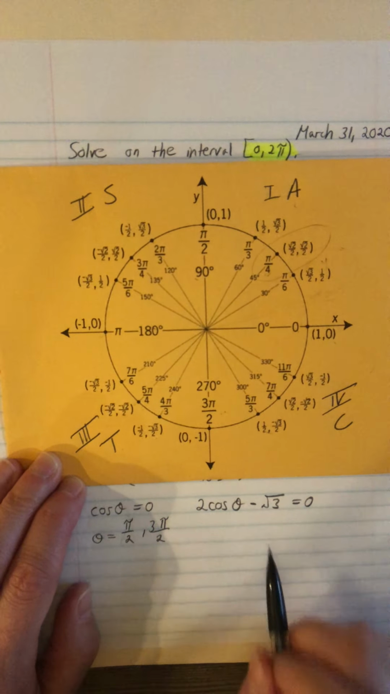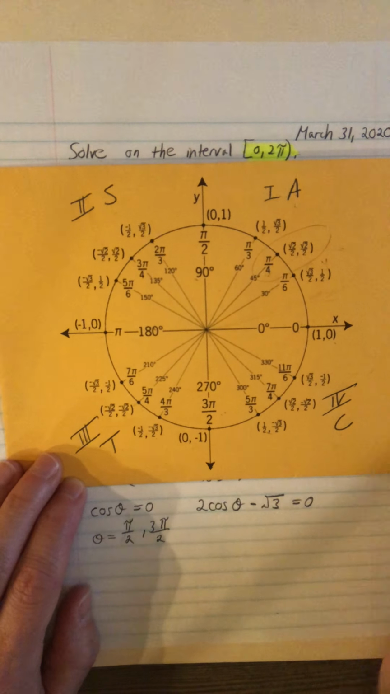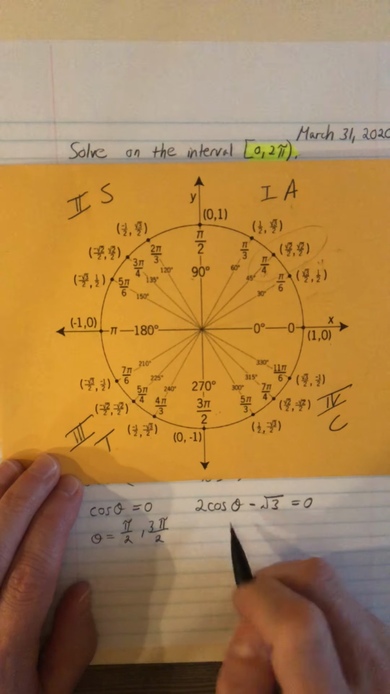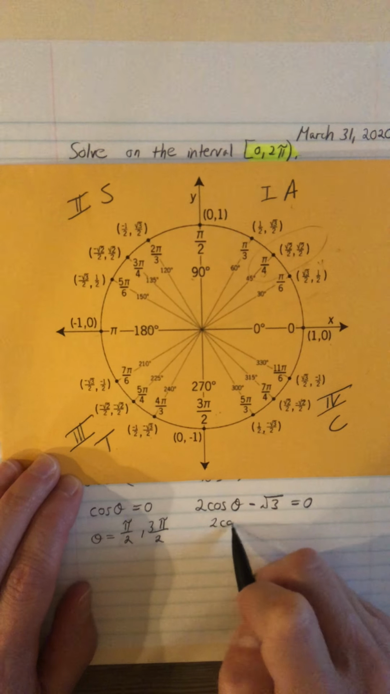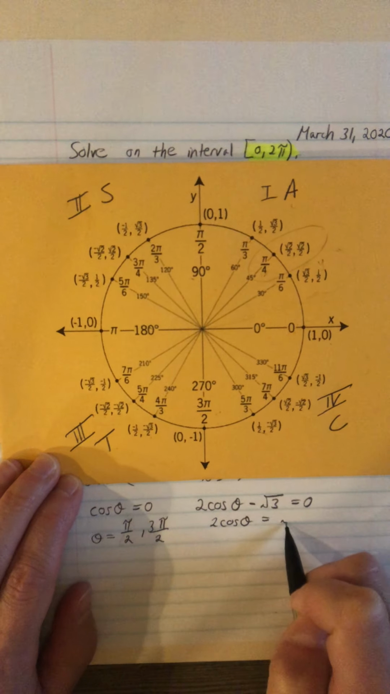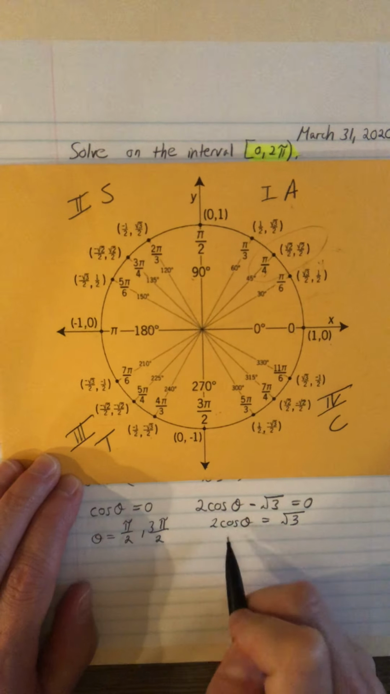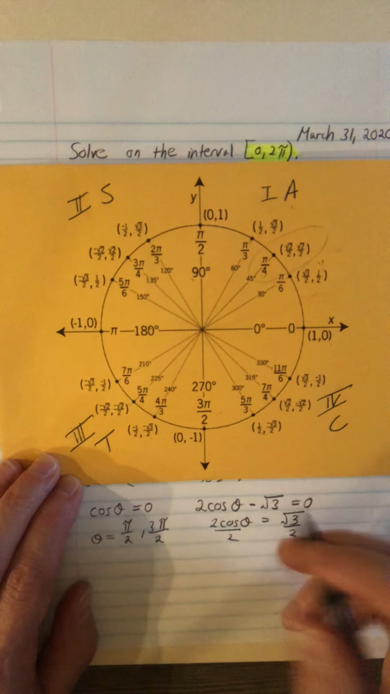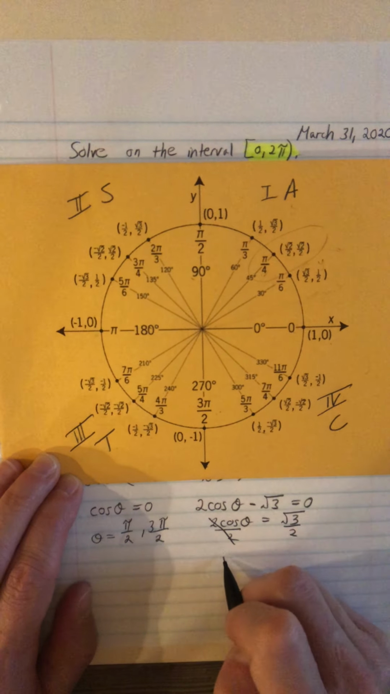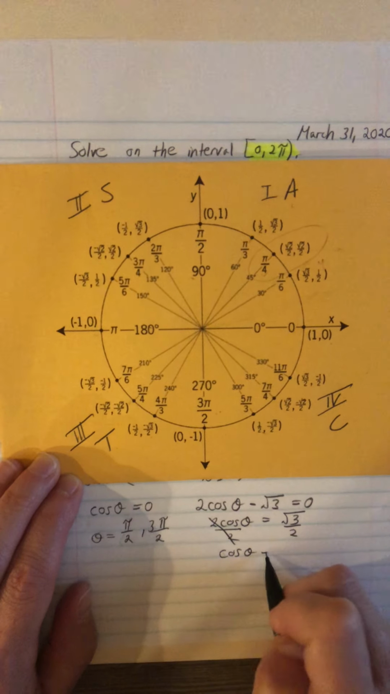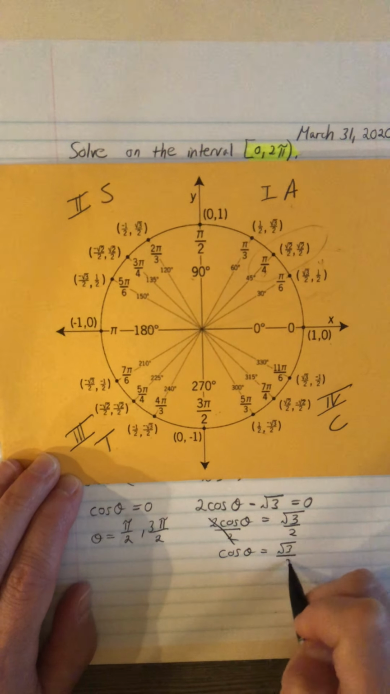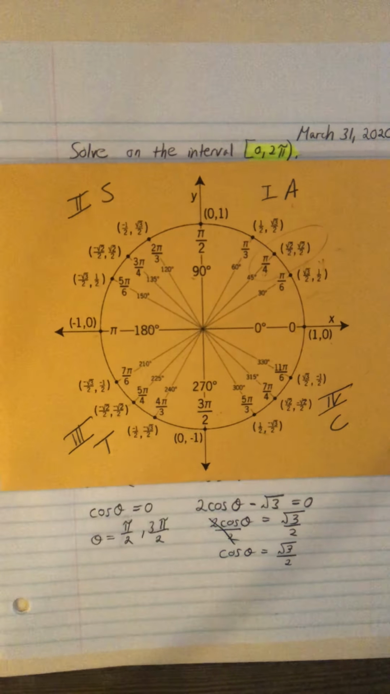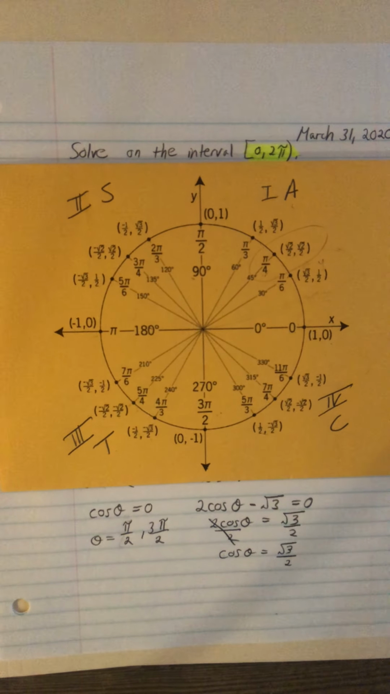Okay, let's go over here. Now, here I have to actually solve for cosine first. So the first thing I'm going to do is add that radical 3. So I'm going to have 2 cosine theta equals the square root of 3. Then I'm going to divide by that 2. So now I'm getting cosine theta to be equivalent to the square root of 3 over 2. So I have a positive root 3 over 2. So I'm asking, when is x square root of 3 over 2?